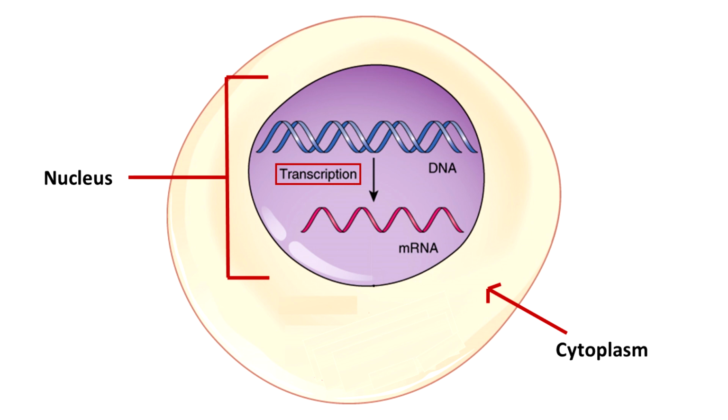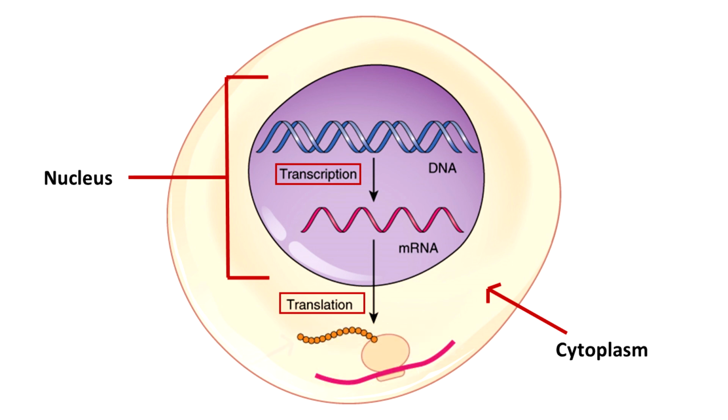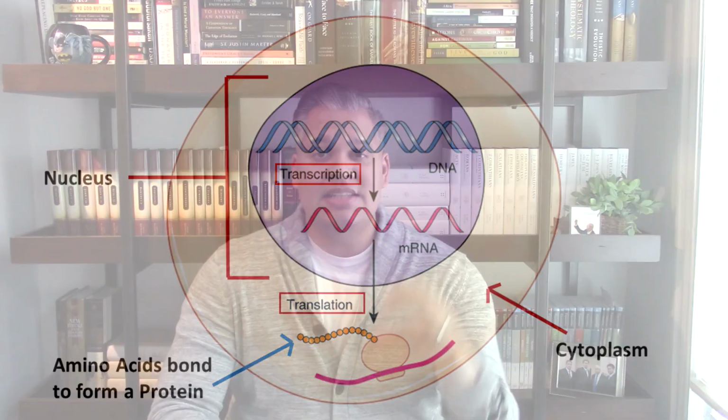mRNA is small enough to leave the nucleus and go into the cytoplasm, where it will then meet with ribosomes to complete the second step known as translation. mRNA is read by these ribosomes to then make amino acids, the building blocks of proteins. These amino acids then begin to form bonds with each other, and then once formed, they fold into an active protein ready to perform its function in the cell. What I just gave is a quick description, but this process is much more detailed and complicated.